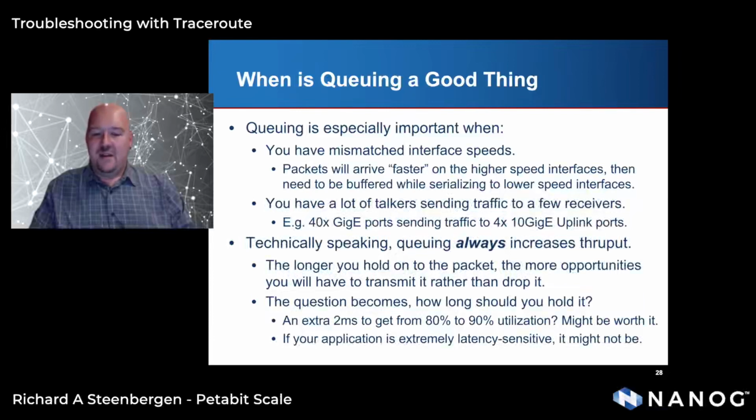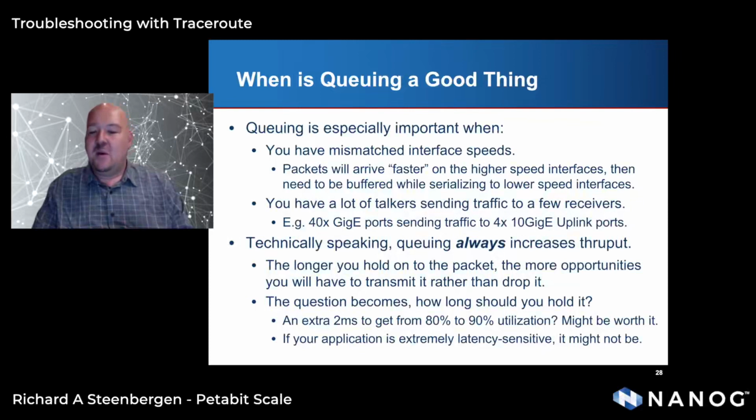So here's when queuing is a good thing. You really need it when you have mismatched interface speeds. Remember that packets are actually going to serialize. They're going to arrive faster. So if you have a 100 gig uplink and a 10 gig downlink, that packet is physically going to come across the wire faster on the 100 gig link than it is on the 10. So you're going to need to buffer that packet while you do that transmit. You also see this come up when you have a lot of talkers. So for example, if you've got 40 gig ports that are sending to a very small number of 4 by 10 gig uplink ports, you're going to need more buffering.